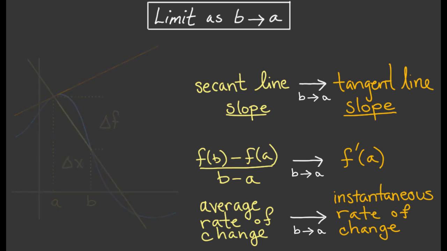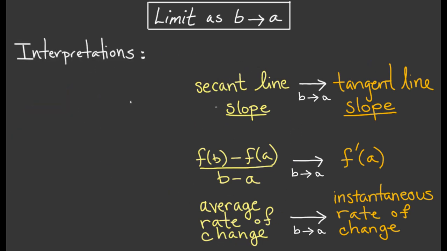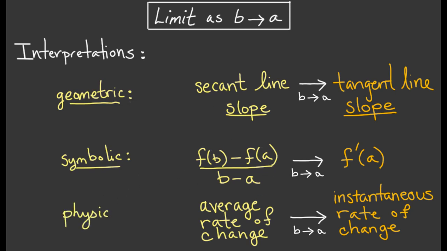So what we see on this left-hand side are three interpretations for the same object. We have a geometric interpretation as the slope of the secant line. We have a symbolic interpretation, which is a formula for that slope. And we have a physical interpretation in terms of the average rate of change. And then when we take the limit as b approaches a, we approach the objects on the right-hand side. It's pretty amazing how all these objects are related.